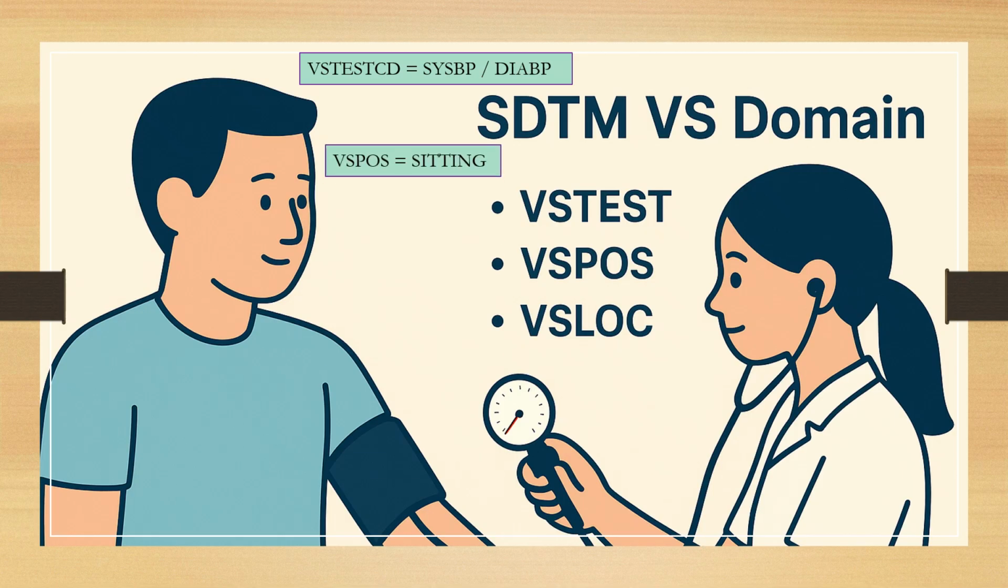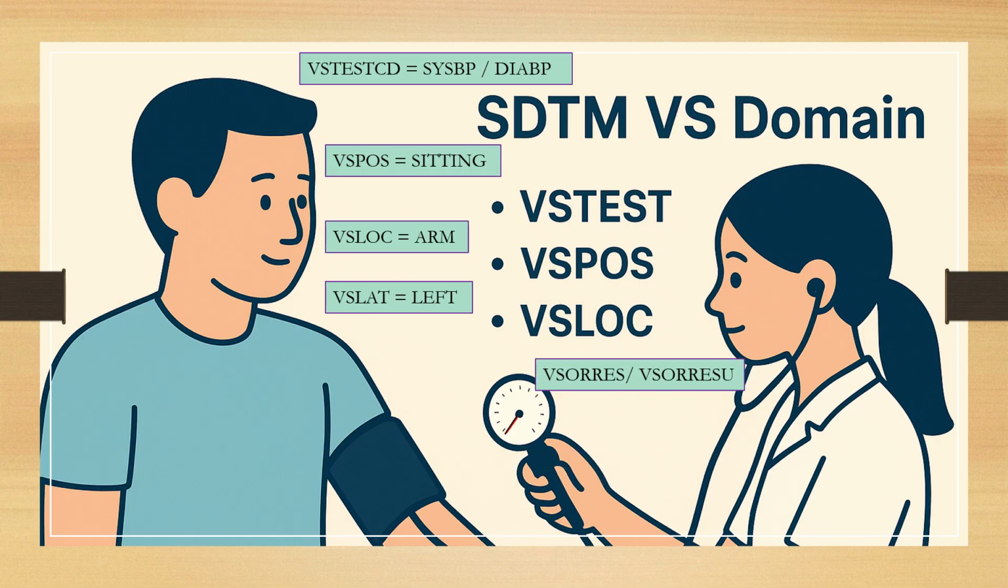The next is the position. Since in this image we can see the subject is sitting, the VSPOS can be populated as sitting. In case the subject had been standing or lying down, then the position would have been standing or supine. Similarly, we know that the blood pressure is being measured on the arm. The VSLOC is arm, and which arm is going to be populated in the VSLAT variable. And in this image, since it is the left arm, we have populated VSLAT equal to left.